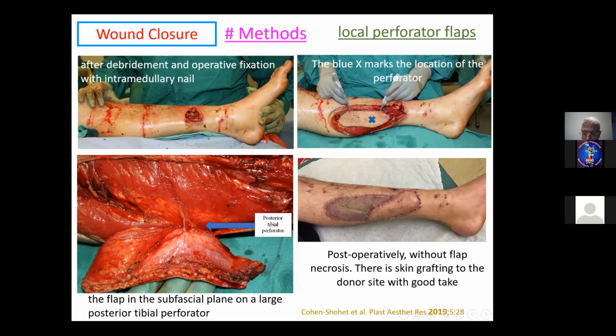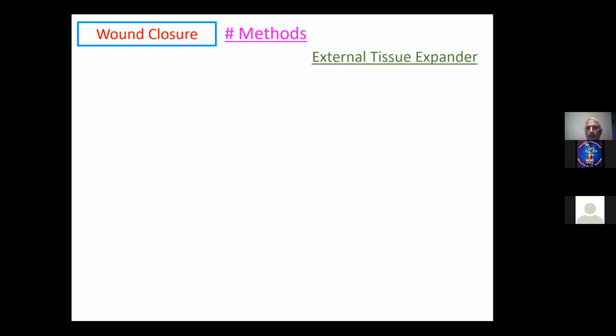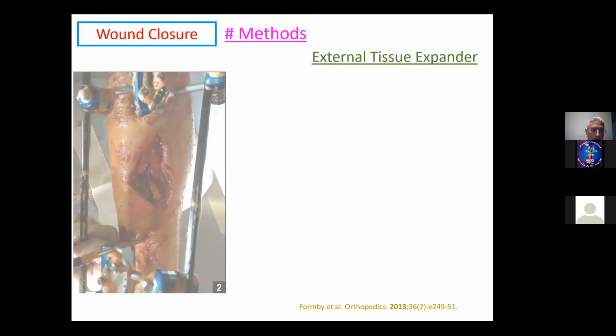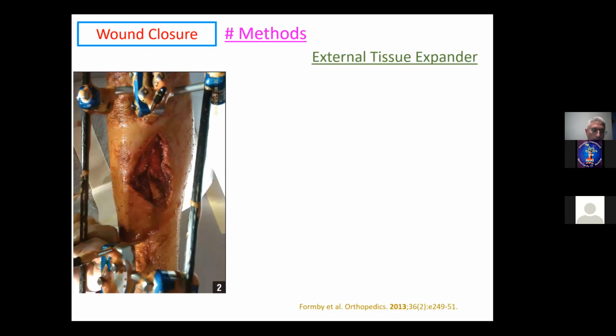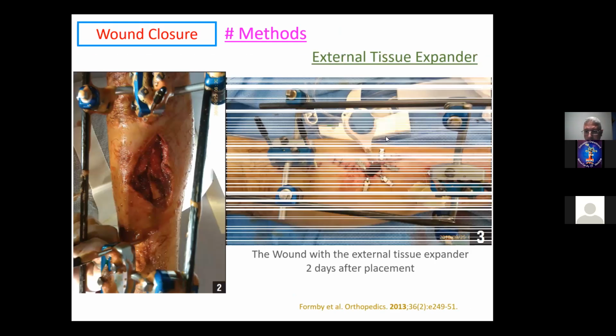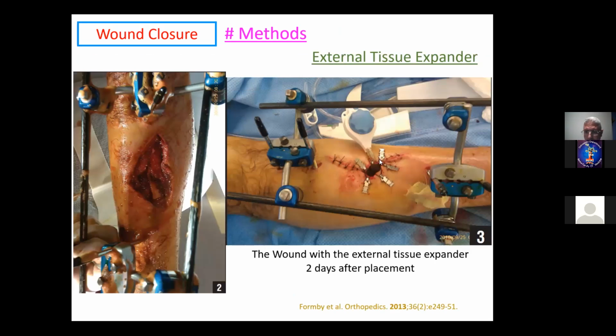This is a paper presented in 2019. Another example is the external tissue expander that's used in this case to convert it from grade 3B into grade 3A, like this. This is the device, and these are like skin anchors, okay, and gradually closed after placement.